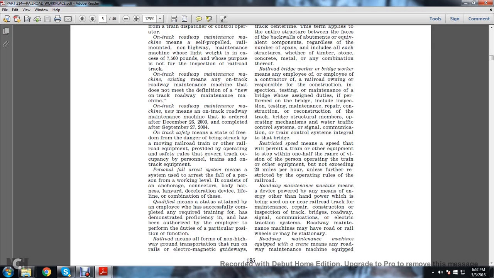Personal fall arrest system means a system used to arrest the fall of a person who is working at an elevated level, consisting of an anchorage, connectors, and a body harness, and which may include a lanyard, deceleration device, or lifeline, or a combination of these.